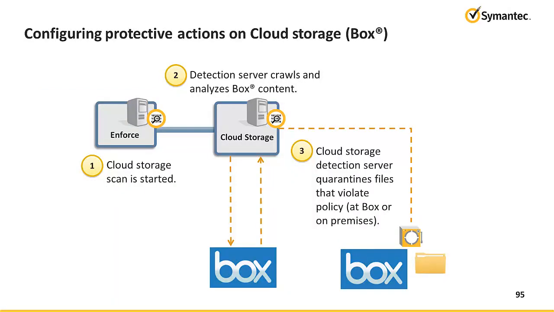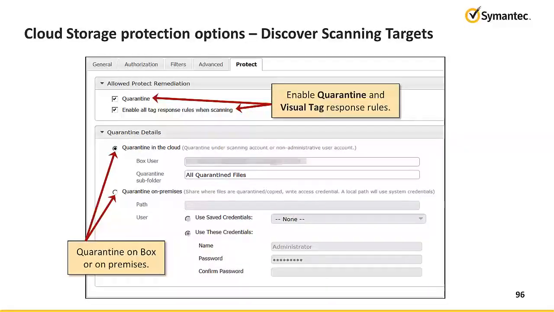The process for configuring protective actions on cloud storage in Box is shown in this figure. First, the cloud storage scan is started, and the detection server will crawl and analyze all the content in Box. The cloud storage detection server will then quarantine files that violate policy, either within Box or an on-premise folder. To configure this protective action, you will need to enable the quarantine option in a particular cloud storage target. The list of targets is available in Enforce at Manage, Discover Scanning, Discover Targets.